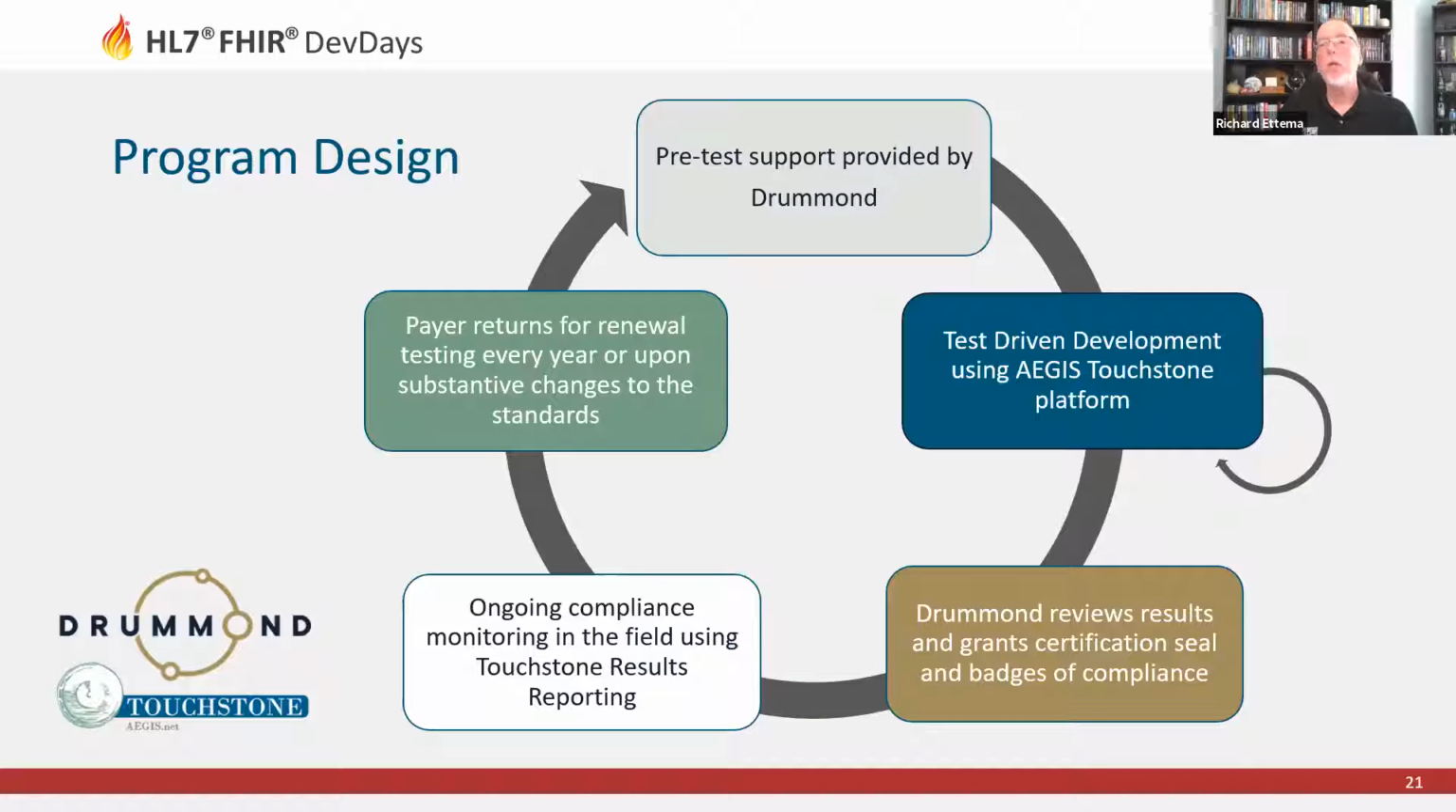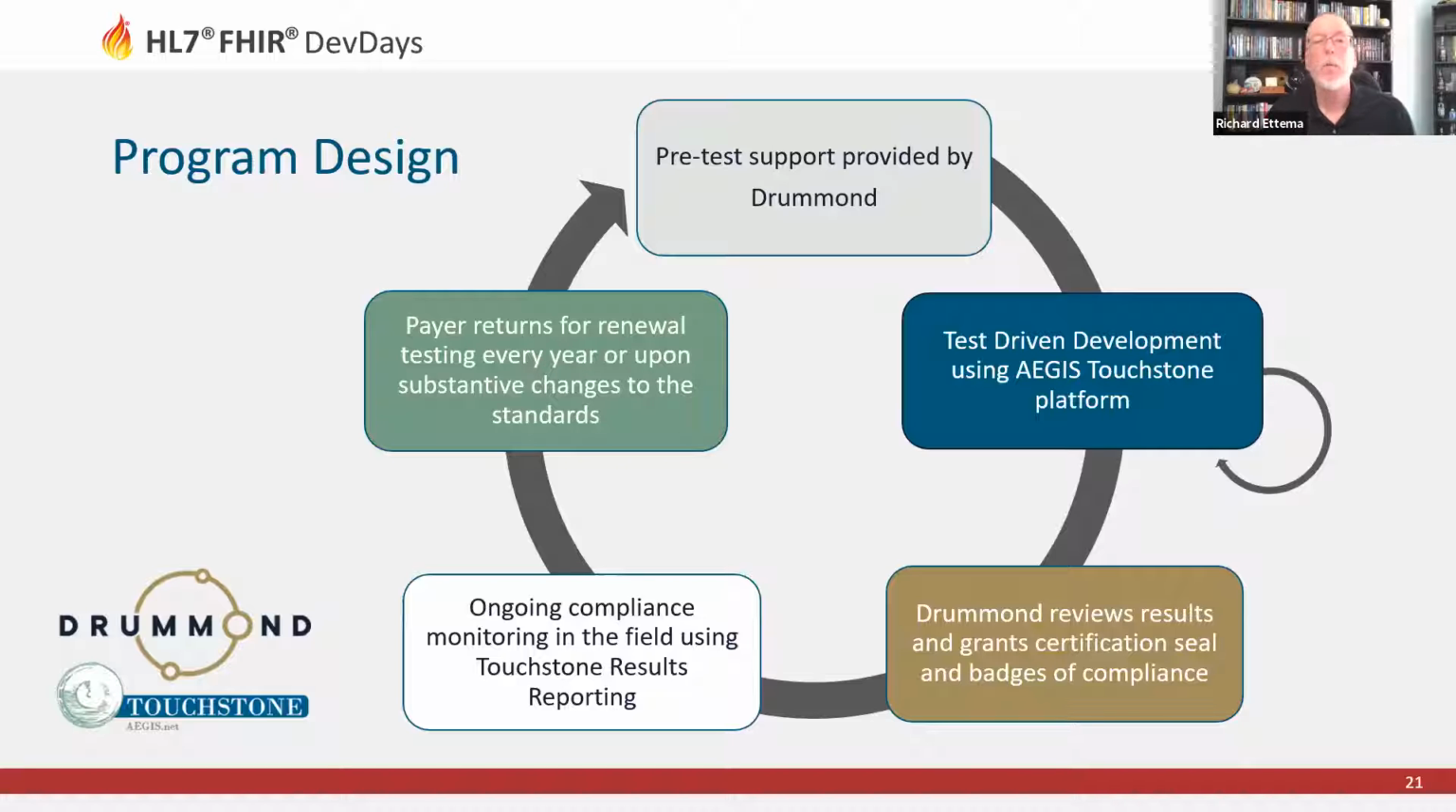Once you've completed that, those final results are forwarded on to Drummond, where they review them, and assuming all is well, you're granted that certification seal and badge of compliance. Beyond that, ongoing compliance monitoring in the field is available, so you can continue to test beyond the base initial certification. You may have updates going on with your application, so you may deploy some new things, and you want to go back and retest and make sure things are good.